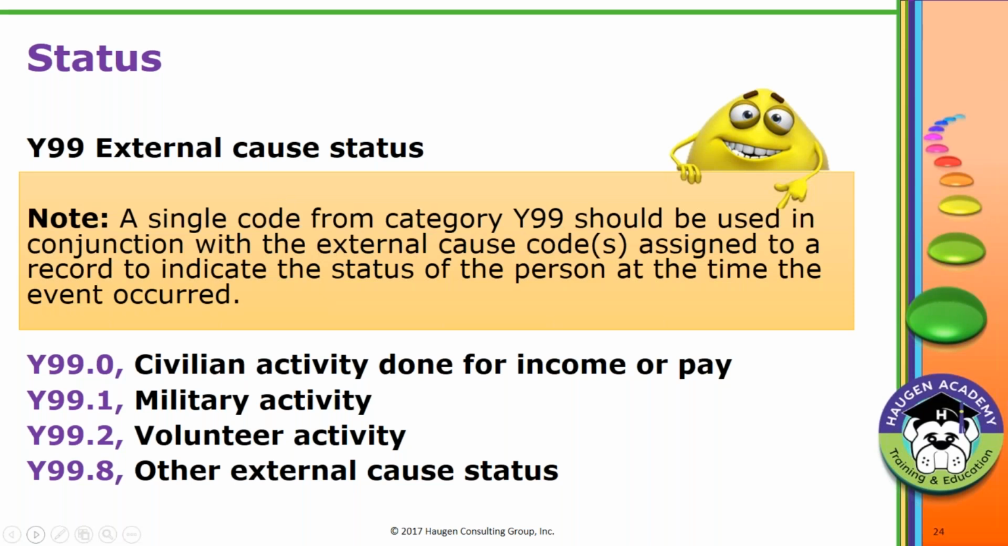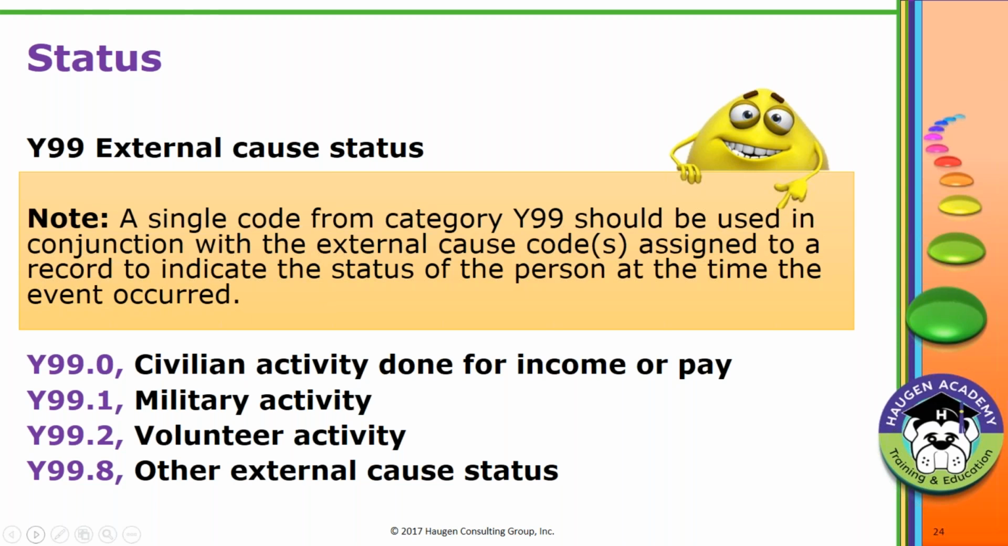All right, let's move on to status. Those status codes. There are 5 external cause status codes in category Y99. A single code from category Y99 should be used with the external cause codes. These status codes really indicate the status of the patient at the time the event occurred. We do have a coding guideline here that tells us that a code from category Y99 should be assigned for an encounter including an activity code. So we should be looking for that activity code.